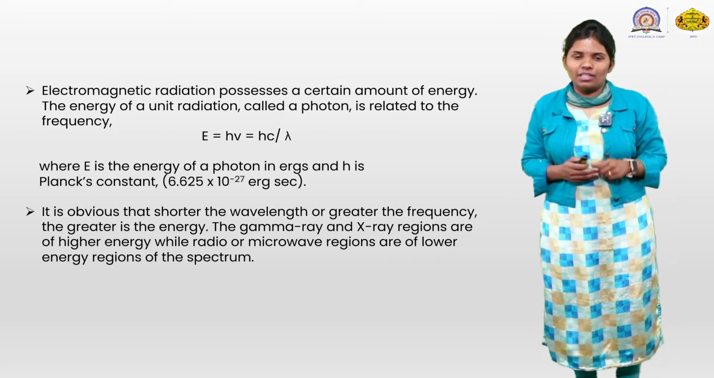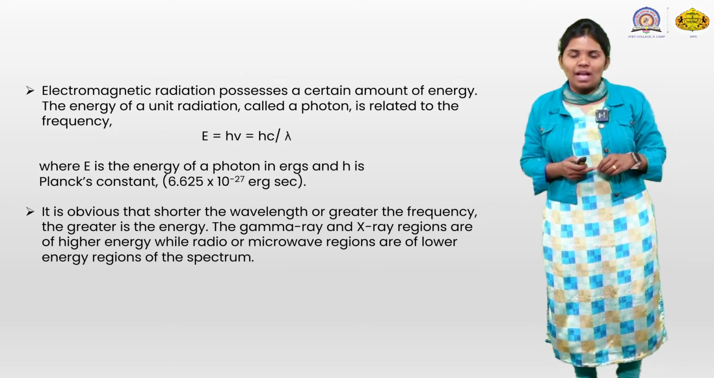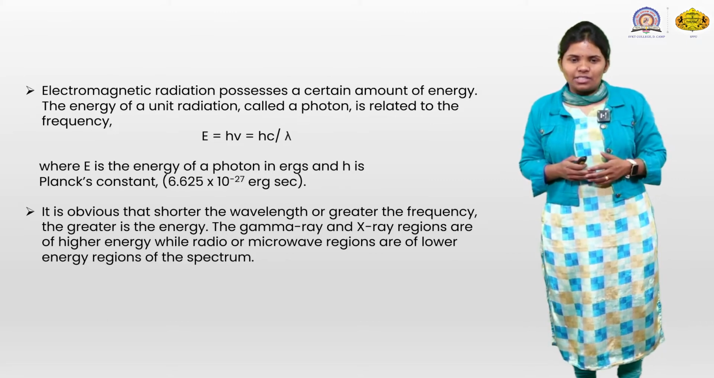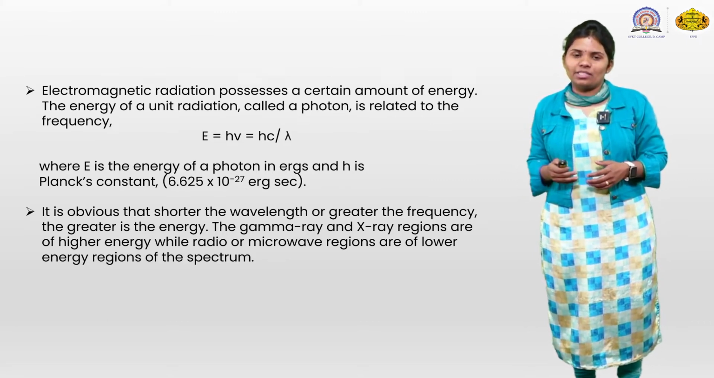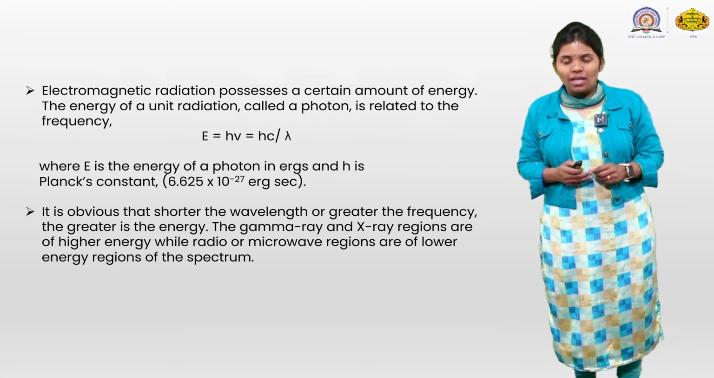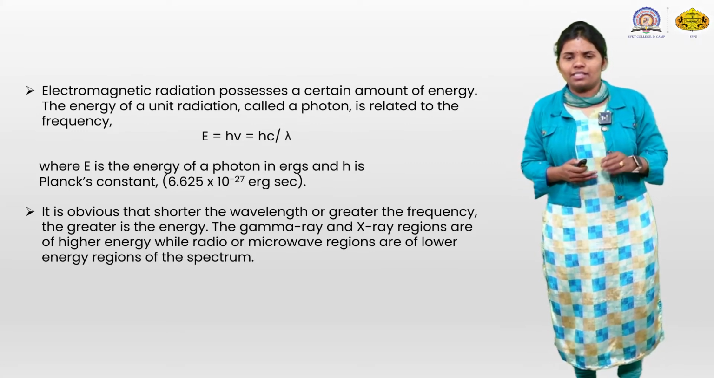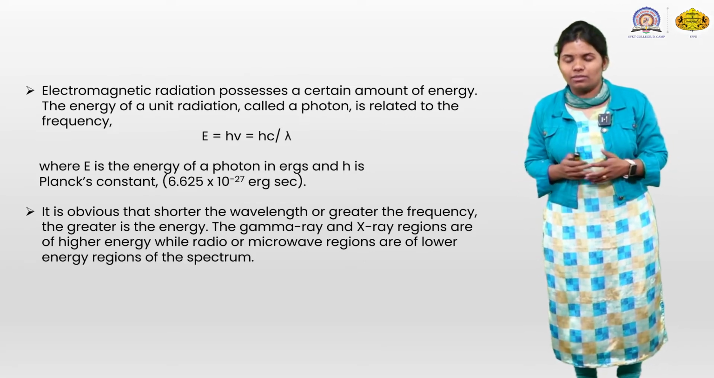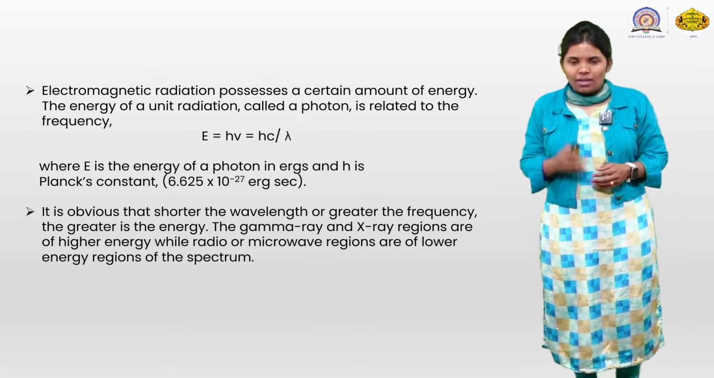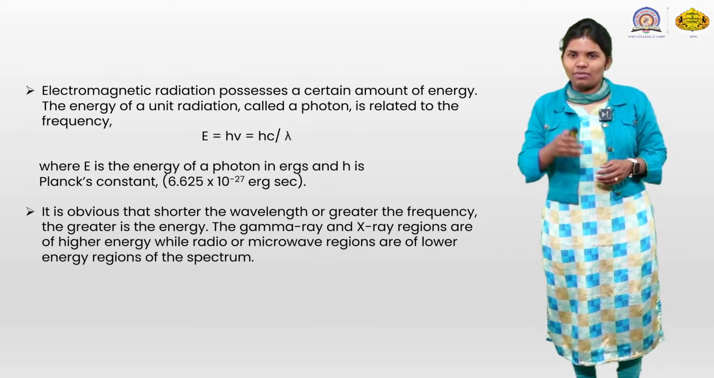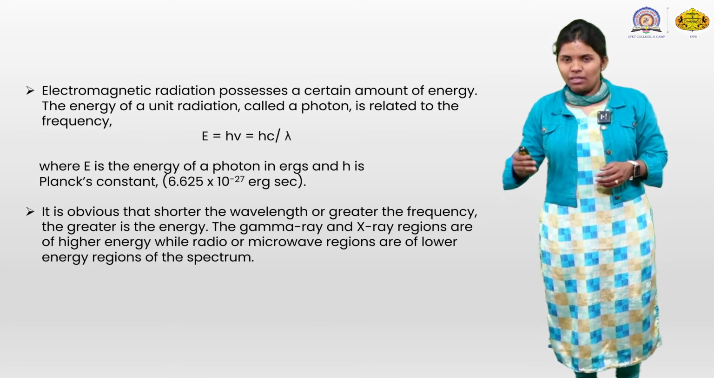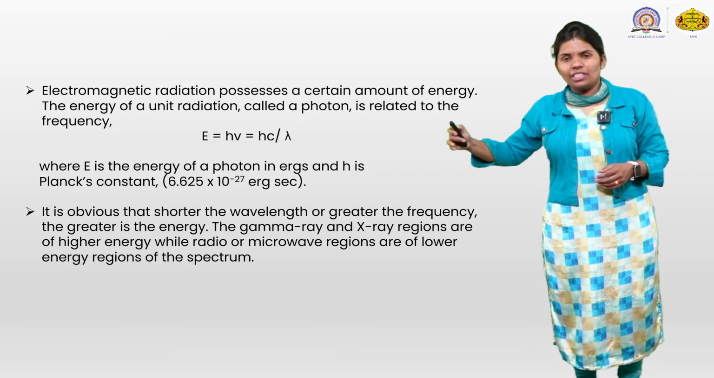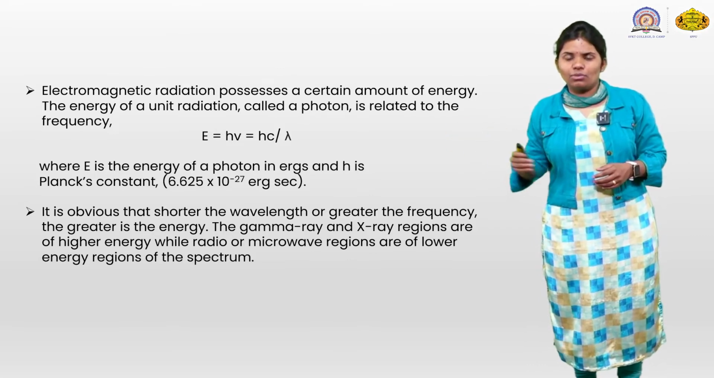As you know, the relation of energy is inverse: E is equal to hc upon lambda. As the energy is minimum, the lambda is maximum. The gamma ray and X-ray regions are of higher energy, while the radio and microwave regions are of lower energy in the spectrum. As we already saw in our last lecture on the electromagnetic spectrum, the sequence is radio frequency, then microwave, IR, UV, visible, then X-ray, gamma rays and cosmic rays. So the energy increases from left to right, up to the gamma rays.